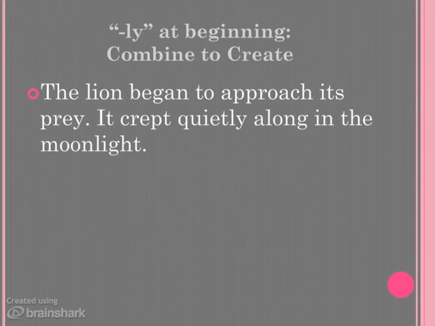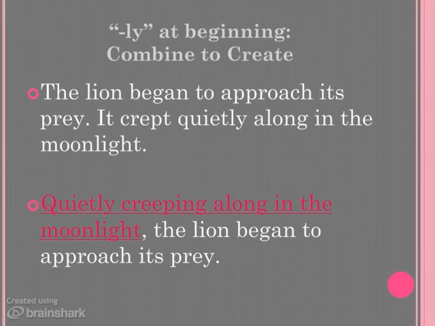The lion began to approach its prey. It crept quietly along in the moonlight. Click pause if you need a moment to consider how to do this. What did you think of? Perhaps something like this? Quietly creeping along in the moonlight, the lion began to approach its prey.